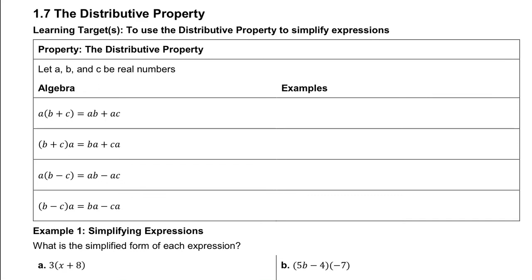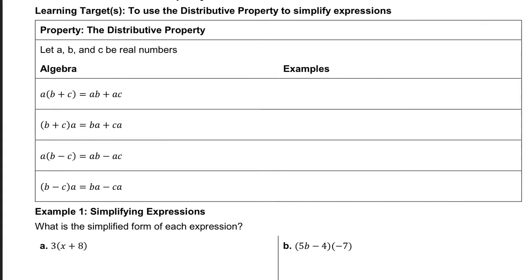Okay, so we are basically at our last lesson in chapter 1, and that's lesson 1.7, the distributive property. In this lesson, we're going to use the distributive property to help us simplify expressions. Now, this property is going to help us in the next chapter to solve equations. So this is another one of those topics where you're going to see a lot of the things in this class build on each other.